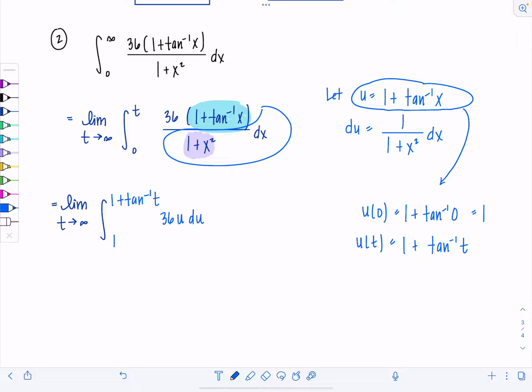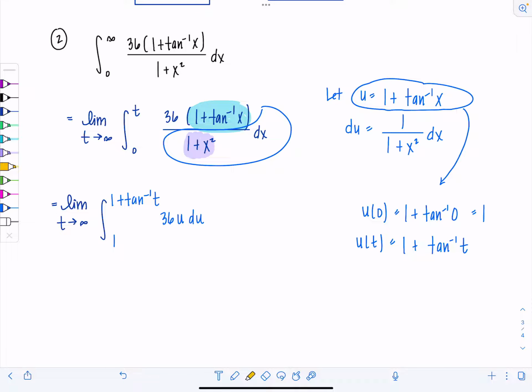36u du. So once my integral is in terms of u, the limits better match. Change them pronto. I told my class the other day, change it right away like you would change a dirty diaper on a baby, right? You don't just let it fester. Gross. Okay, so change those limits.